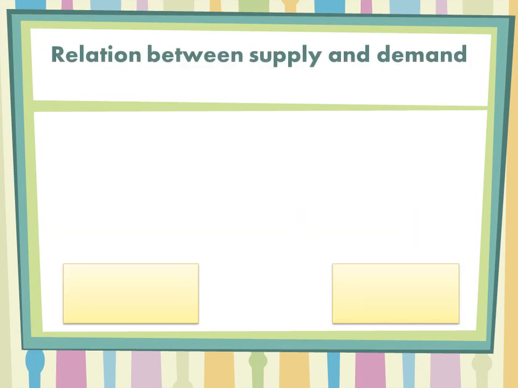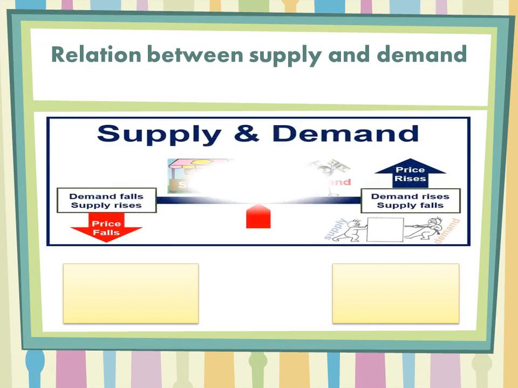Let's see the relation between supply and demand. We will see this chart to check how supply and demand works and how price is affected by the increase or decrease of supply and demand. In the picture there is a girl who is selling lemonade, and on the right side there is a boy who is in demand. He needs to buy that lemonade. With the increase or decrease of supply and demand, the price is affected. On the left side, it's written that demand falls, supply rises, so the price falls.